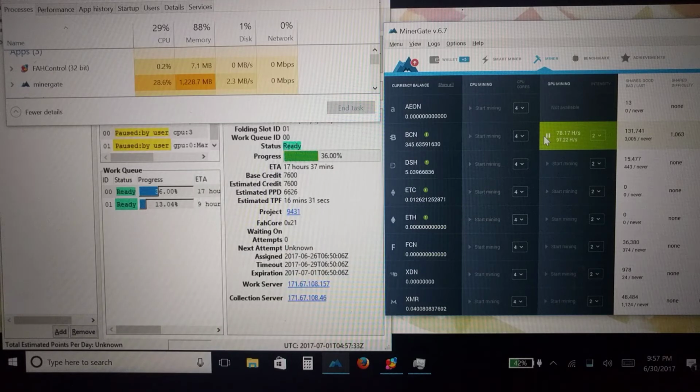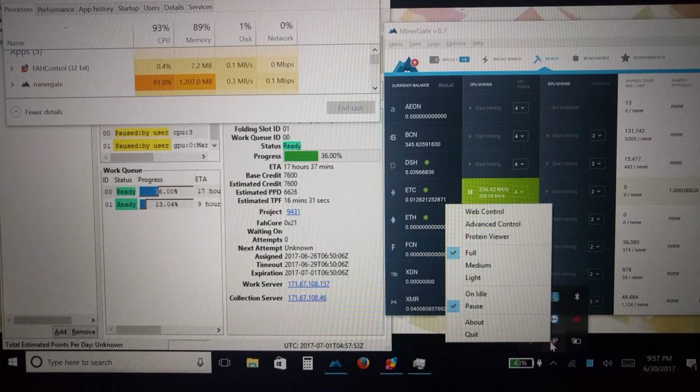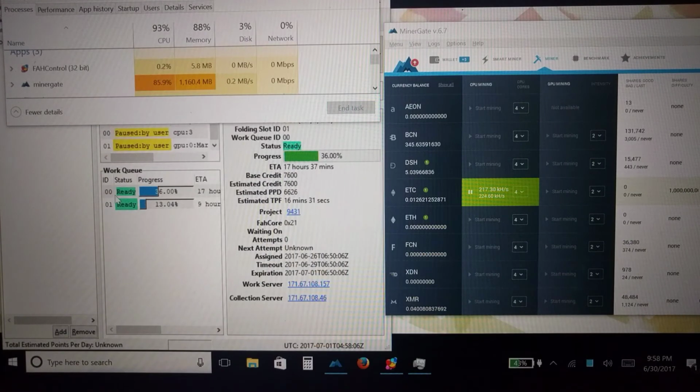So now that you've seen the hash rate of all the coins that I have listed here, what I want to do is actually start mining Ethereum Classic with 4 cores without a GPU, and I'm going to begin folding coins. You have to pay attention to the window on the top left, and you'll see that we're at 93% CPU capacity, 89% memory, 0 disk, 0 network. What I want to do now is to unpause this so that my folding begins.